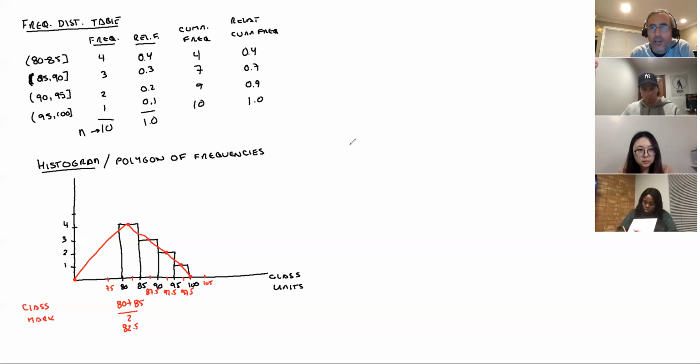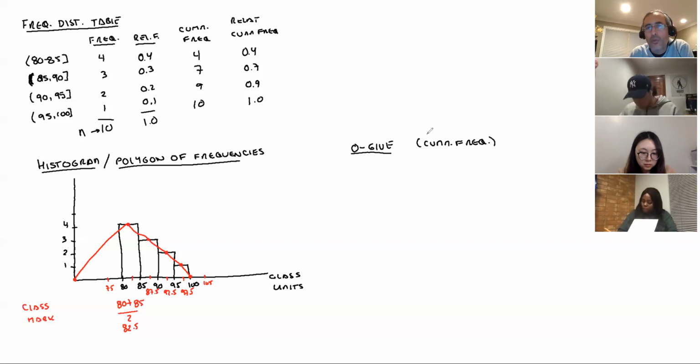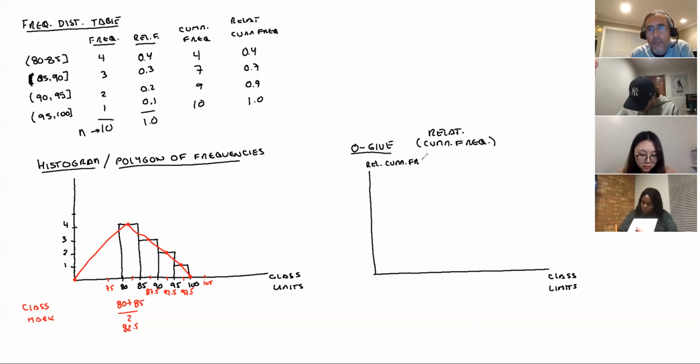It is another graph, guys, called the ogive. And what is the ogive? This works with the cumulative frequencies. I will use the relative cumulative frequencies. Okay, so we have exactly the same class limits on the X axis, and what I have here is a relative cumulative frequency. So I will do the same. I have 80, 85. Okay, copy and then we can discuss.